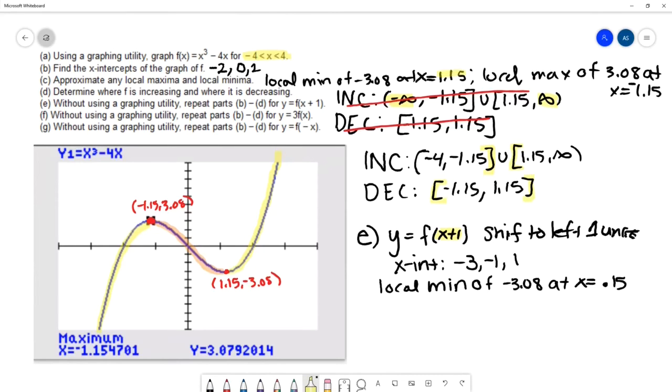So I'm taking this x and subtracting 1 from it to move it to the left 1. And we'll have a local max of +3.08 at x equals -2.15. So that shifts that x to the left 1.